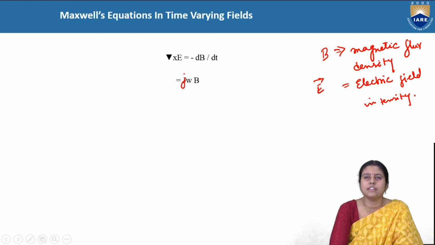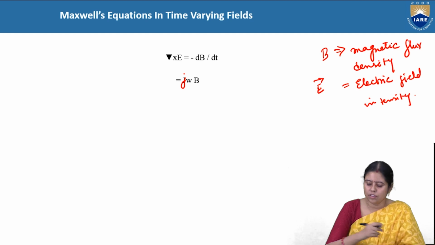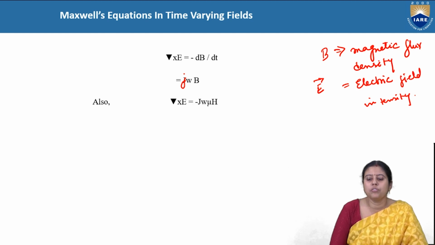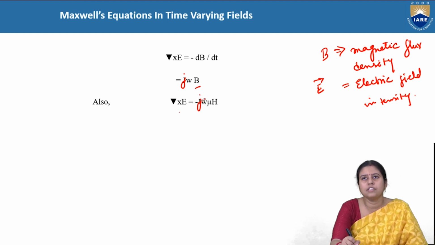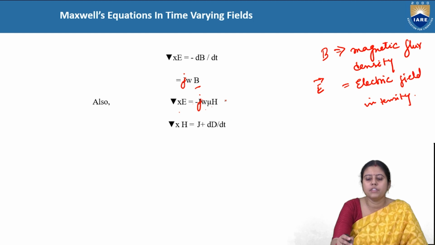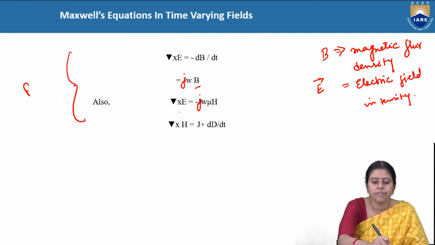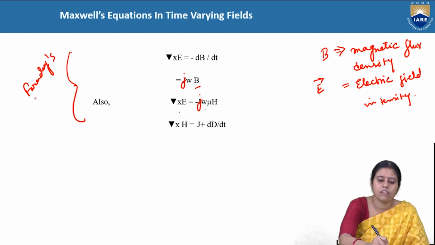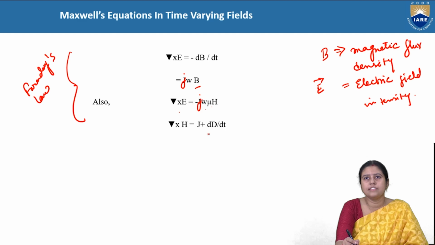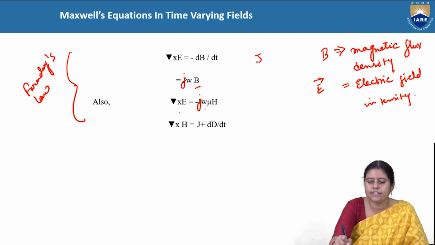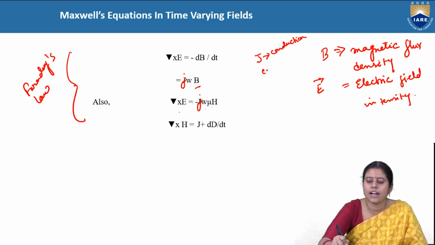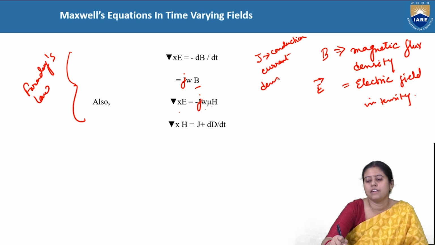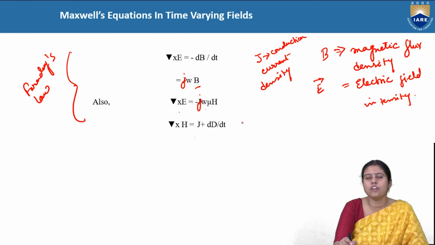So we got grad cross E is equal to minus del B by del t, which is equal to j omega B. Also we know that B is equal to mu H. So grad cross E is equal to minus j omega mu H. This we are getting from Faraday's law. Next, grad cross H is equal to J plus dD by dt, where J is the conduction current density. So grad cross H is equal to J plus del D by del t.